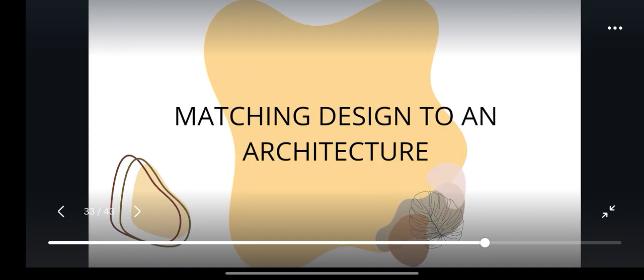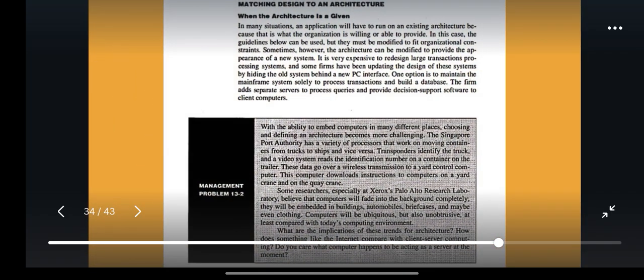So, matching design to an architecture. When the architecture is a given, in many situations an application will have to run on an existing architecture because that is what the organization is willing or able to provide. In this case, the guidelines below can be used, but they must sometimes be modified to fit organizational constraints. However, the architecture can be modified to provide the appearance of a new system.